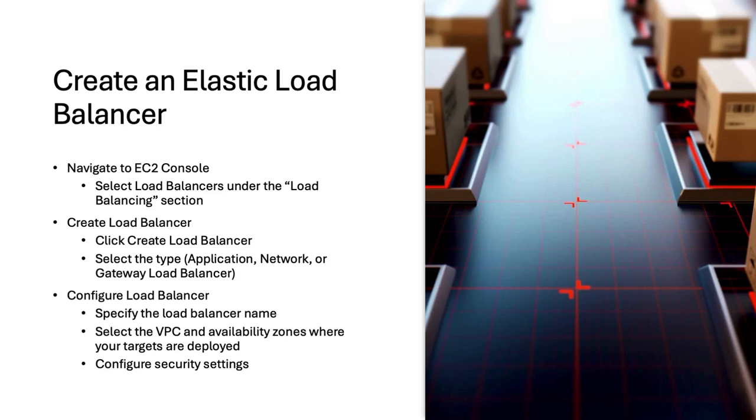To create a load balancer in the EC2 console, navigate to Load Balancers under the Load Balancing section. Click Create Load Balancer, select the type, specify the name, VPC, and availability zones, and configure the security settings.